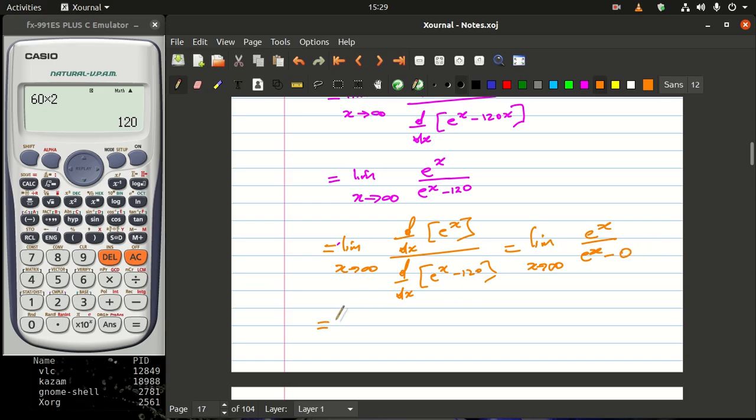And then this is going to be the limit as x approaches infinity of e to the power x divided by e to the power x. And e to the power x and e to the power x cancel out. Now you are having the limit as x approaches infinity of this divided by that, which is just a 1. And the limit of a constant is that constant. So what we're looking for here is actually we're trying to calculate 1.